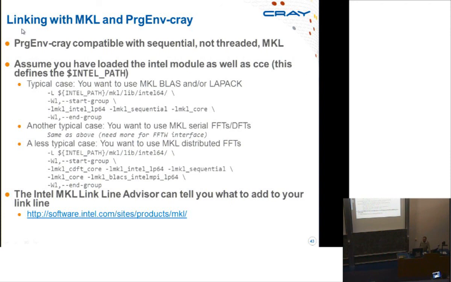You have to have the Intel module loaded inside PrgEnv-cray. This technically sounds counterintuitive, but is something that you can do. You could have, but not PrgEnv-intel, just the Intel module.